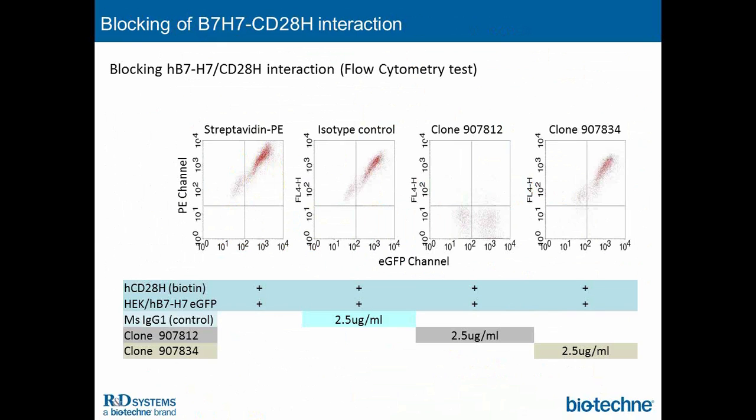And then we started testing our clones, and I'm just showing you two in this case. Clone number 12, which abolished all signal in the PE channel, and clone number 34, which had no influence on the result at all. So based on this, we can show that the antibody is actually interacting with a portion of the B7H7 protein that abolishes the interaction with the CD28H soluble portion of the ligand.